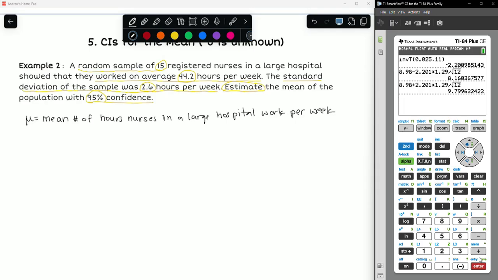And then I was given a whole bunch of information. Sample size is 15, so my degrees of freedom will be 14. And I know I need that degrees of freedom because they specifically said sample standard deviation, not population standard deviation. They also gave us a sample mean of 44.2 hours per week. And then they gave us a confidence level of 95%, which we know is 0.95 in decimal form.